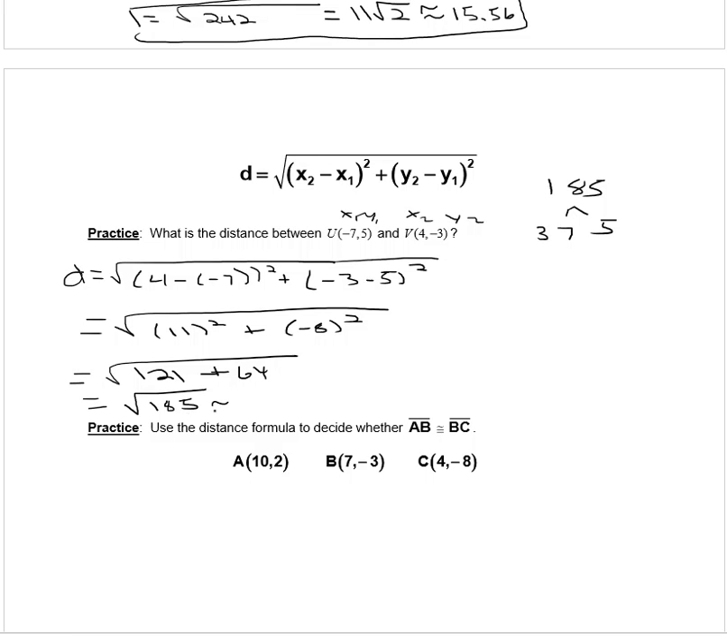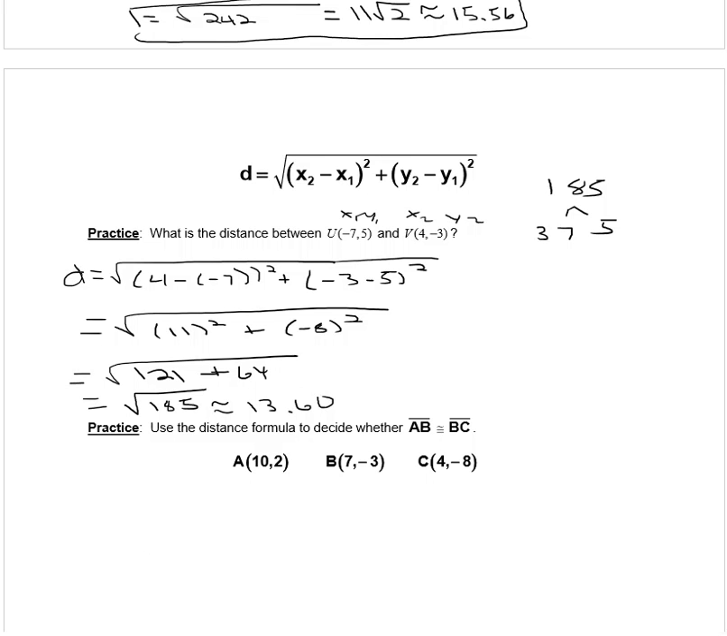So that would be 13.6, and if I round to 2 decimal places, 13.60 like that. Okay? So for that one, you can just leave it as is. Square root of 185 is the exact answer.